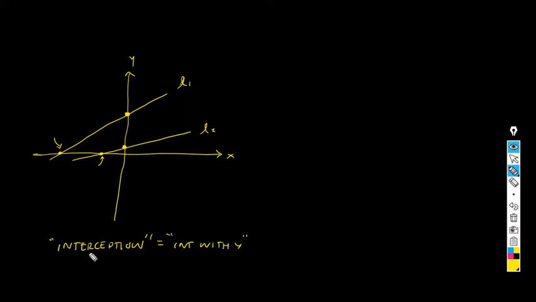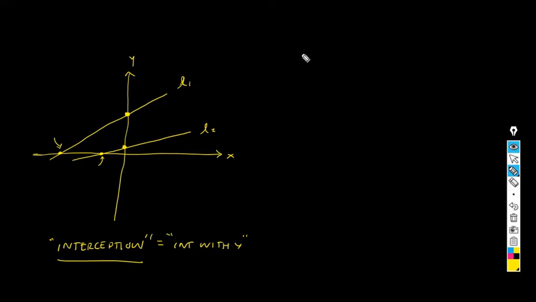Why is this so? I don't know. It's probably historical reasons. There is not a good answer for that. So these are the 2 characteristics of a line: the inclination, which is also called slope, and the interception with the y-axis, or simply interception.